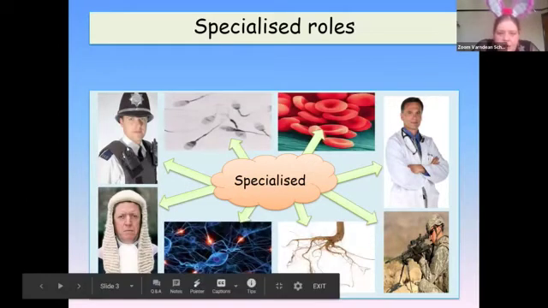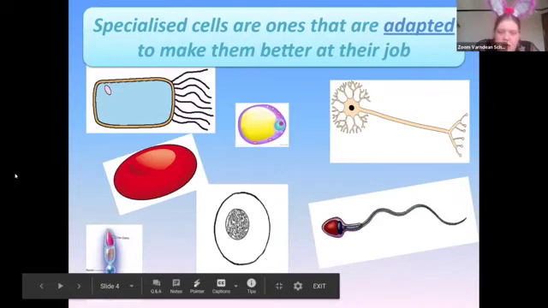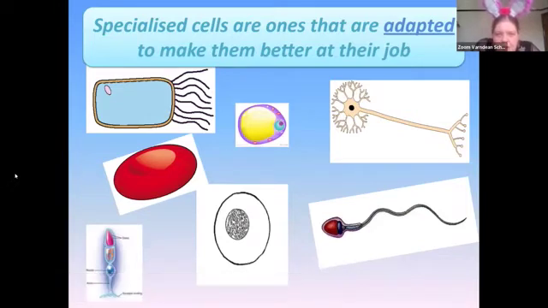It's specific for their job, the set of skills they've trained and learned. And cells are pretty much the same. They are specialised and they have a job that they are designed to do. Okay, and I'm just going to introduce you to my nice little adaptation here. So specialised cells are ones that are better adapted to make them better at their job. Okay, so policemen are adapted and they've learned to be better as policemen. We have cells that do the same.